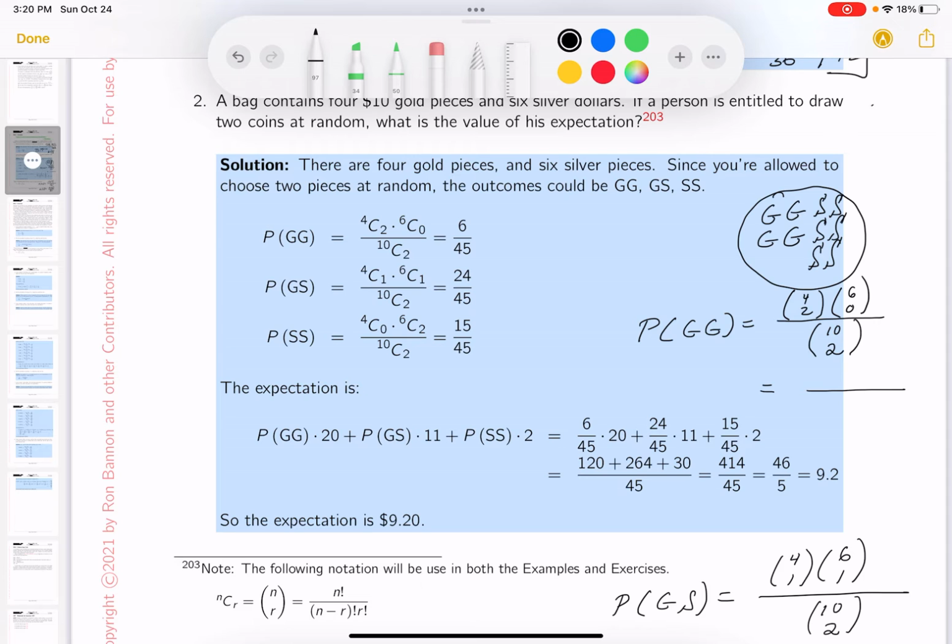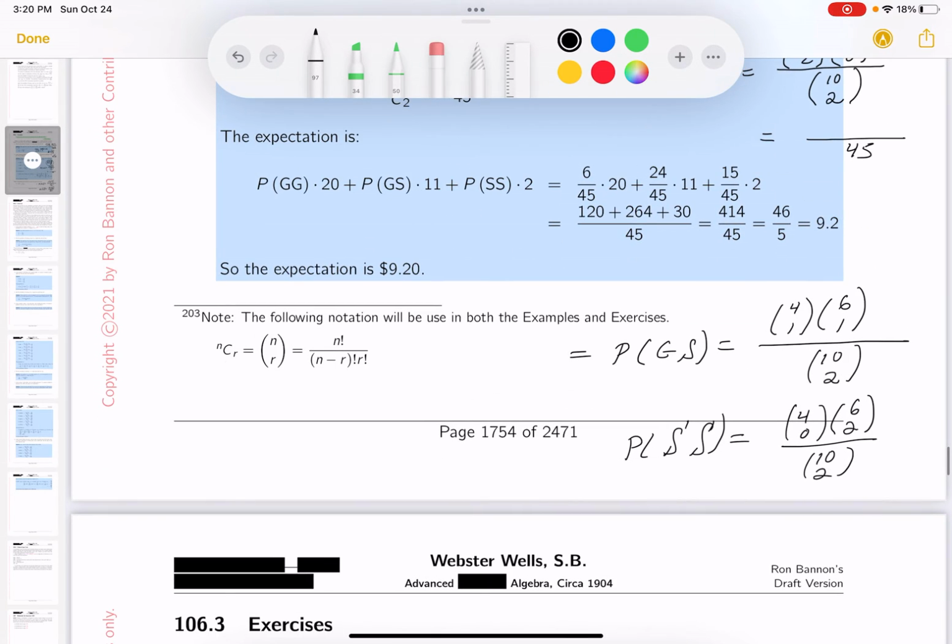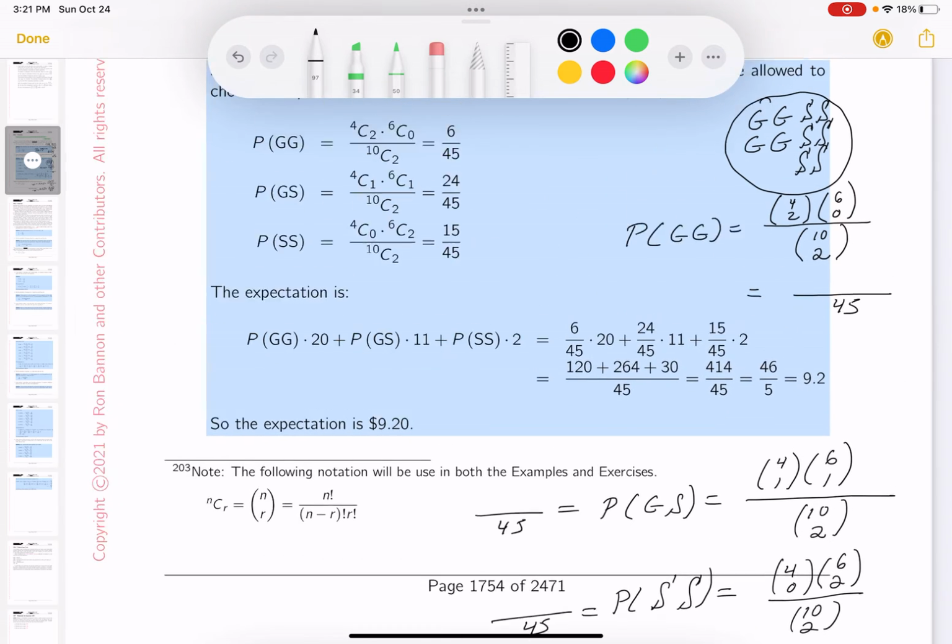So it's going to be 10 factorial over 2 factorial, 8 factorial. And what do you get there? You get 45. So every single time, I get 45 outcomes in the bottom. All right, let's keep going.